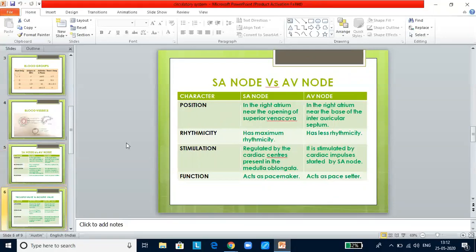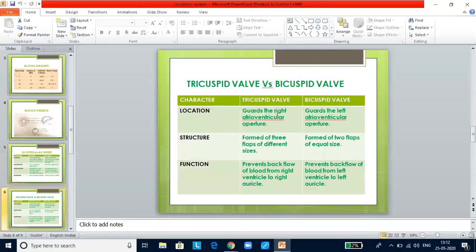Now, between the tricuspid valve and the bicuspid valve: the tricuspid valve is present between the right atrium and right ventricle. The bicuspid valve is present between the left atrium and left ventricle. The tricuspid valve forms two sizes.